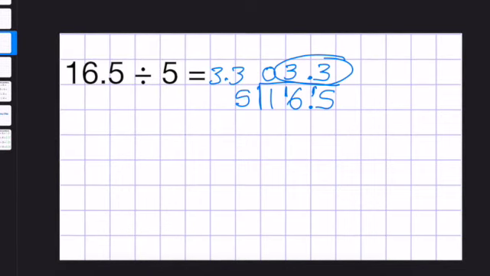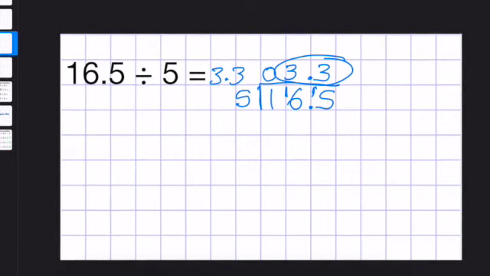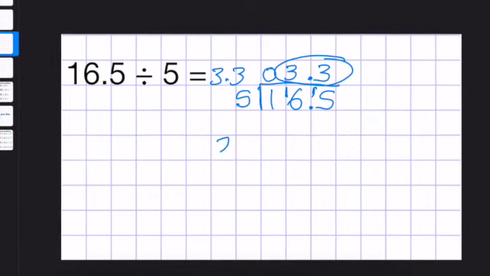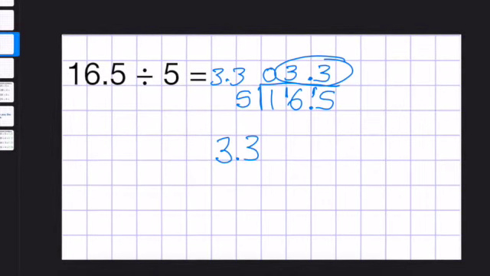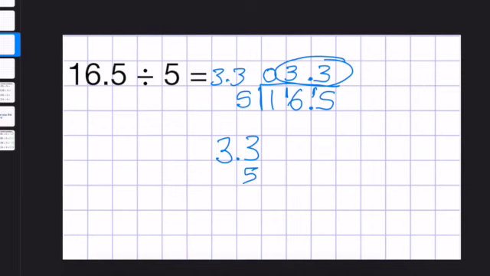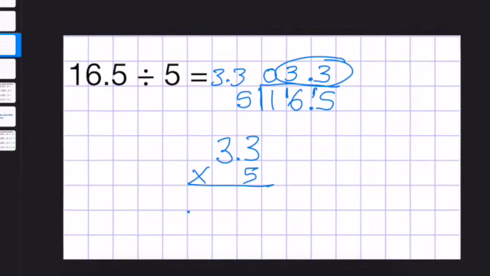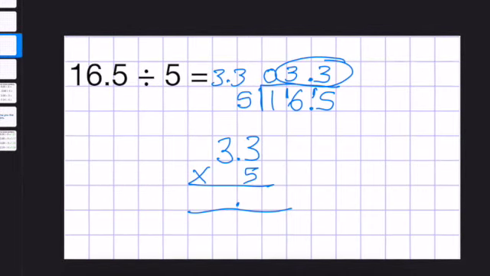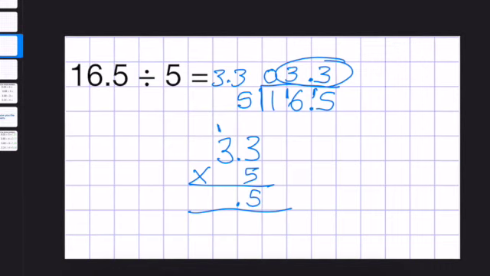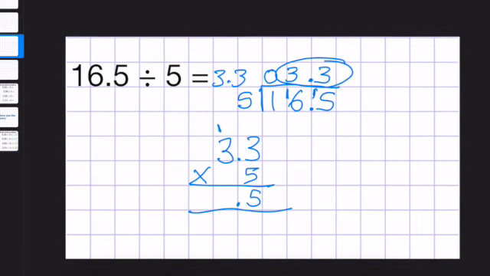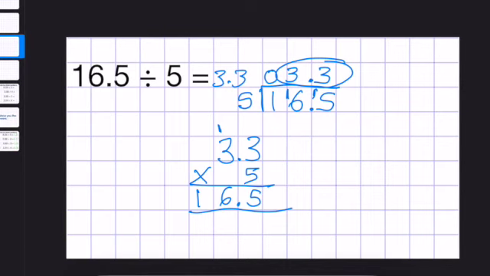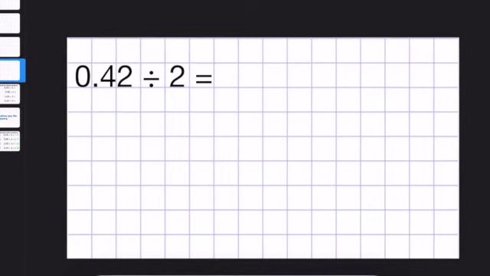Now, if I do 3.3 times 5, we should get 16.5. So let's check that to see if we got our answer correct. We're doing the inverse method again. Decimal place here. 5 times 3 is 15. 5 times 3 is 15 plus 1, 16. And there you go.